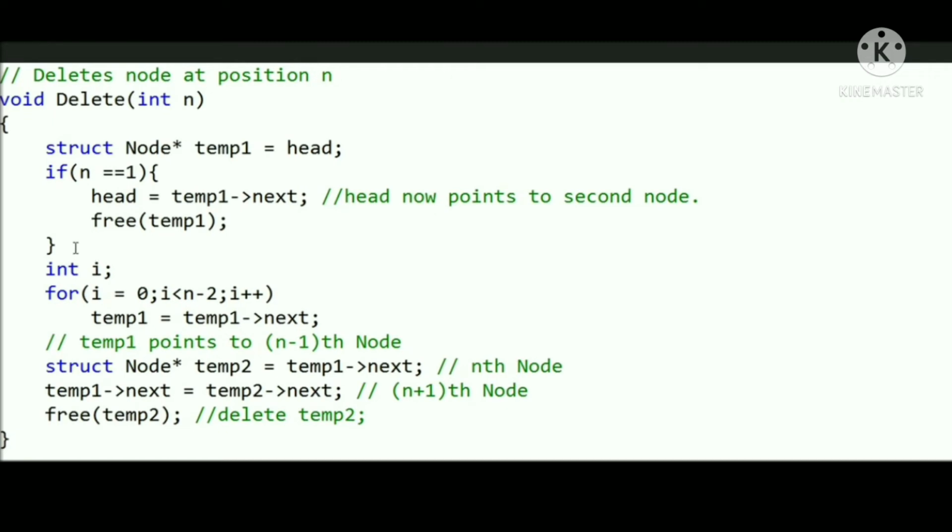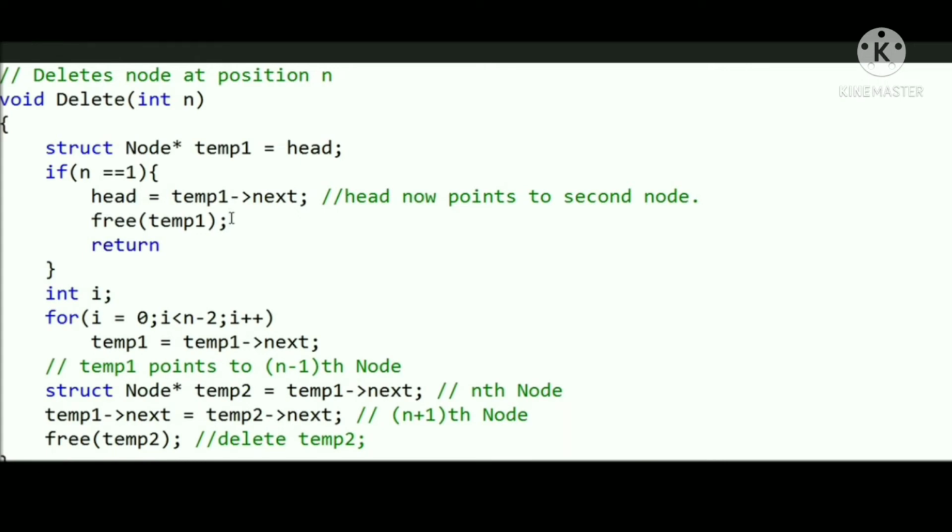I have missed one thing here. For n not equal to 1, we should not execute this section of the code. So either we put an else statement after this, or we can say return after we execute these statements for this condition. Now this code should work if I've got everything right.